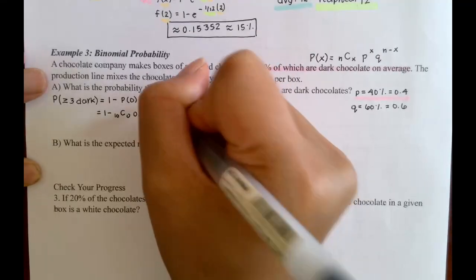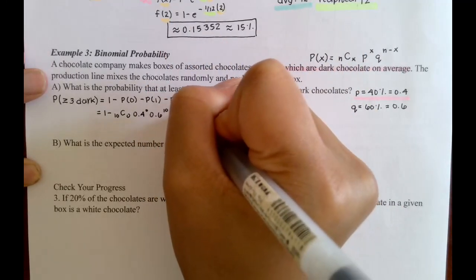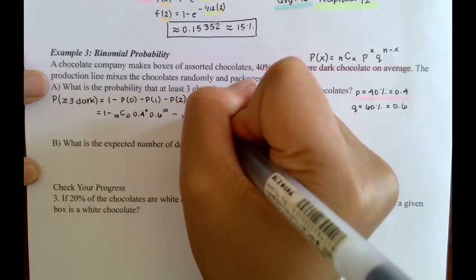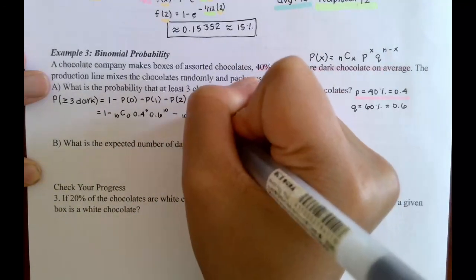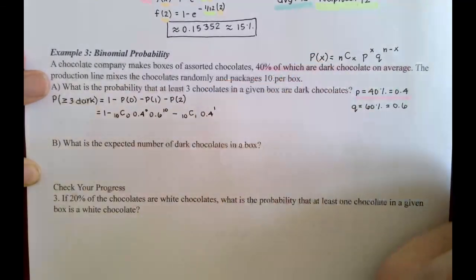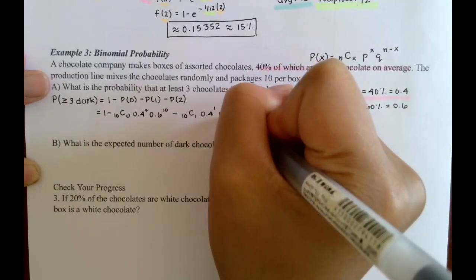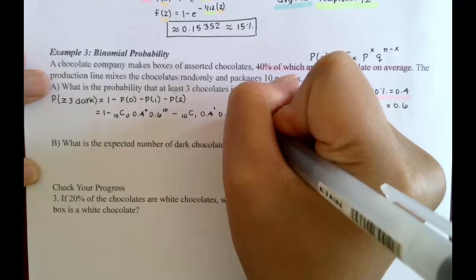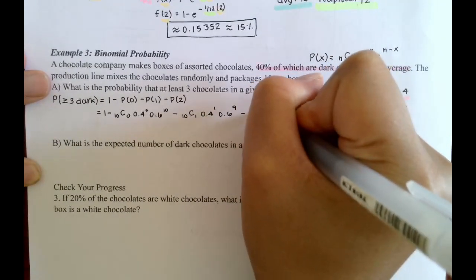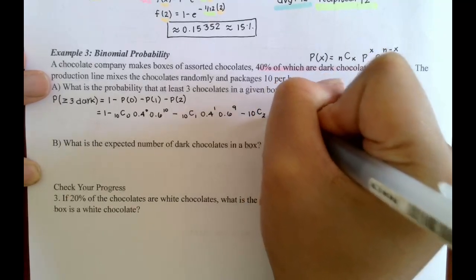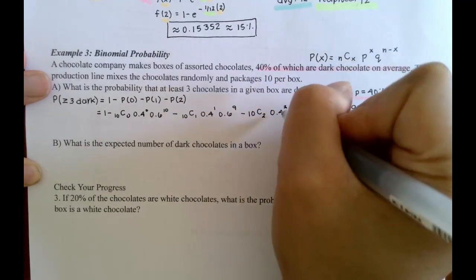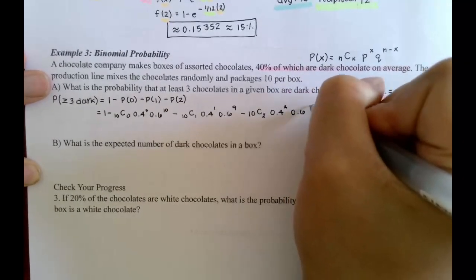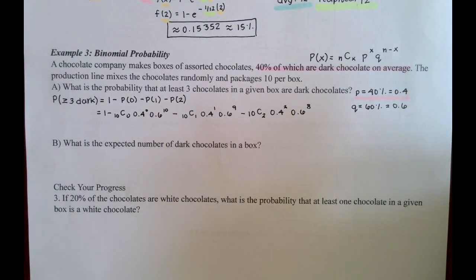Minus the probability of getting 1. So 10C1. Then it'd be the probability of success, 0.4, getting 1 of them, and the probability of failure would be 9 of them, for a total of 10. Then the probability of getting 2, 10C2, 0.4 to the second power, because 2 of them are dark chocolate, and then failure would mean 8 of them are not dark chocolate.